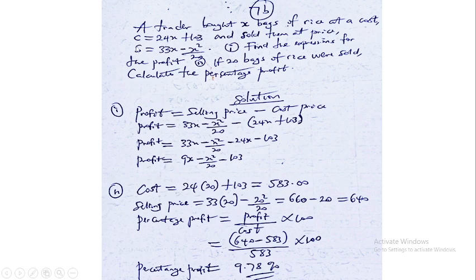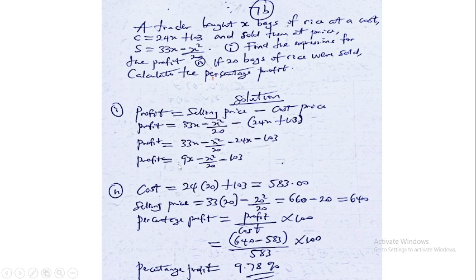And what is profit? Profit is the selling price minus what? The cost price. So profit is equal to selling price minus cost price. What is the selling price? 33x minus x squared over 20. And what is the cost price? Which is 24x plus 103 in brackets. So this minus will now open the bracket for us. Then we have minus 24x, and minus times plus gives minus 103. Then from there we can collect like terms. 33x minus 24x will give us 9x. Then minus x squared over 20, minus 103.